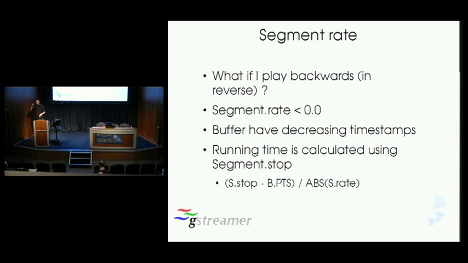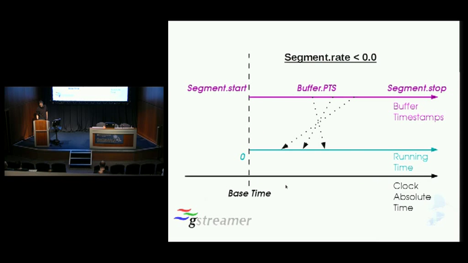We are starting from that stop position. So if the first buffer to render is the same value as the segment stop, then the difference is 0. The running time will be 0, and it's to be synchronized straight away. So it's only a very slight difference, and this is why people sometimes wonder, why is segment stop useful? Well, it's useful to do this kind of reverse playback.